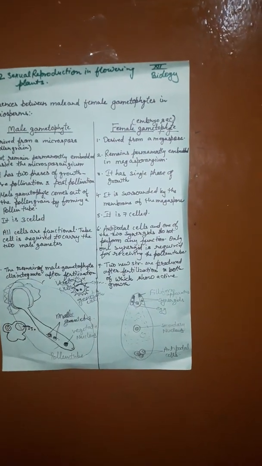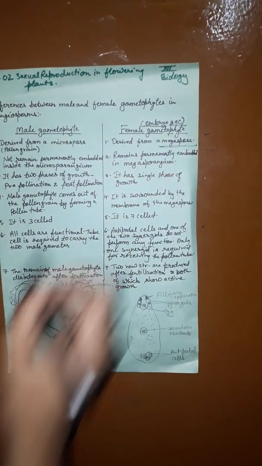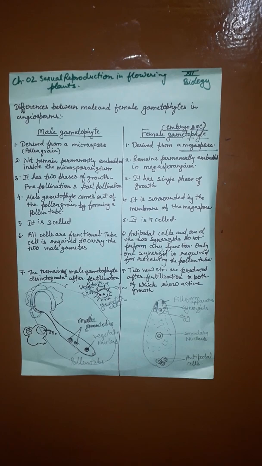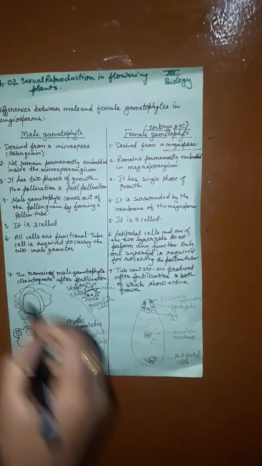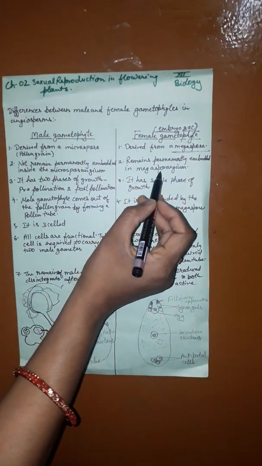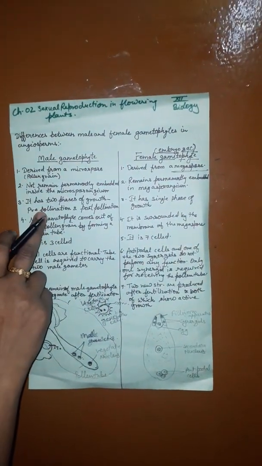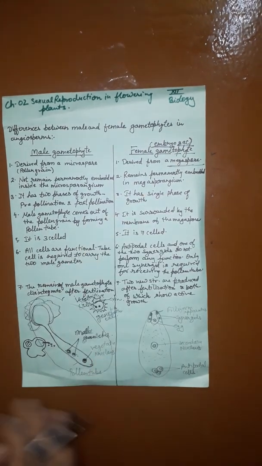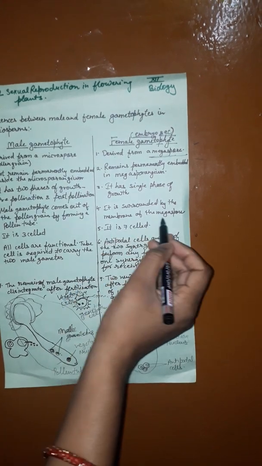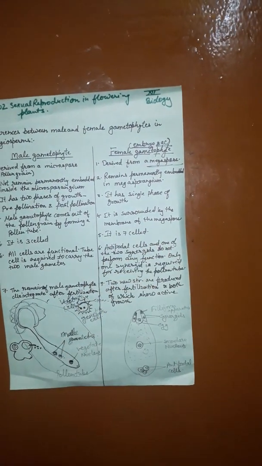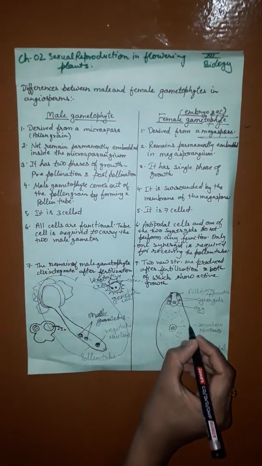Now here, this is the female gametophyte, also called the embryo sac, derived from the megaspore. It remains permanently embedded in the megasporangia, always embedded inside the megasporangia. It has a single phase of growth. There are no phases here, whereas in the male there are two phases, pre-pollination and post-pollination. Here there is only one, a single phase. It is surrounded by the membrane of the megaspore.